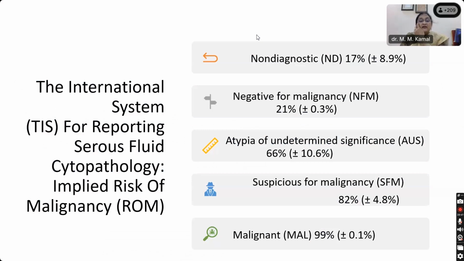Now, what is the implied risk of malignancy in each of these categories? I have already shown here. When you're saying non-diagnostic, the implied risk of malignancy is around 17%. If it is negative, it is 21%. If it is atypia of undetermined significance, it is 66% malignant. If it is suspicious, it is 82%. If it is malignant, 99%. So each of the categories tells you the risk of malignancy, and generally when we are using such a classification, this is conveyed to the clinician also, so that helps them to interpret our reports better.